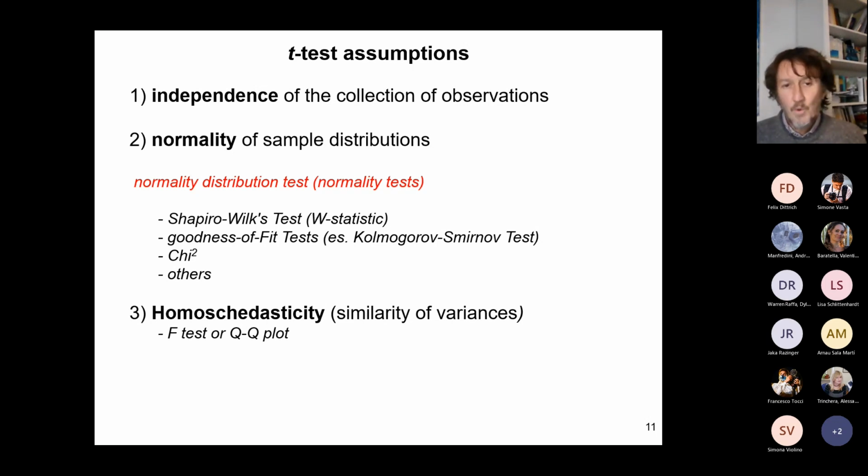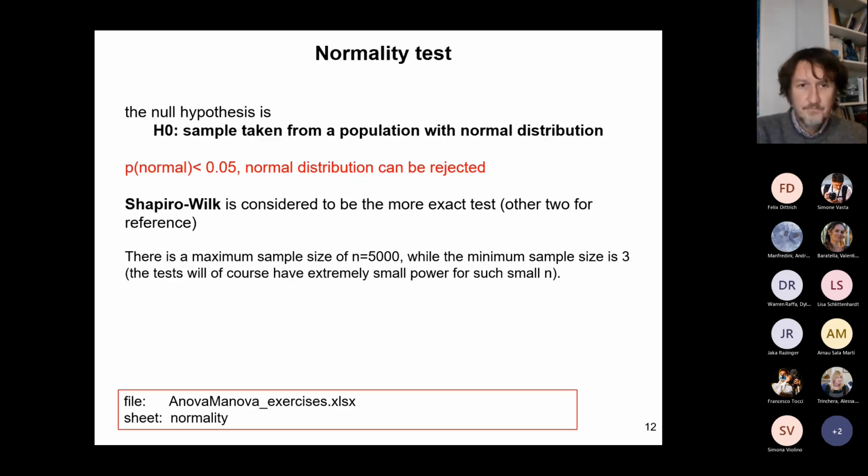Because if one or the other is not verified, you could not apply a t-test or an ANOVA test, but there are different tests analogous to the t-test or ANOVA that could be conducted with the proper basis. So let's start with the normality test.